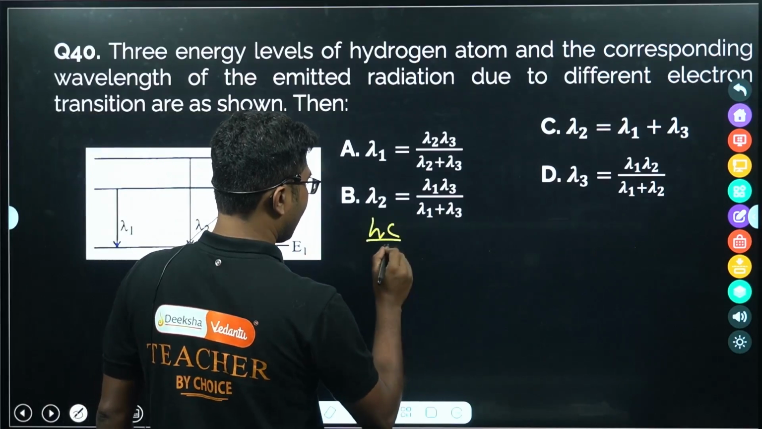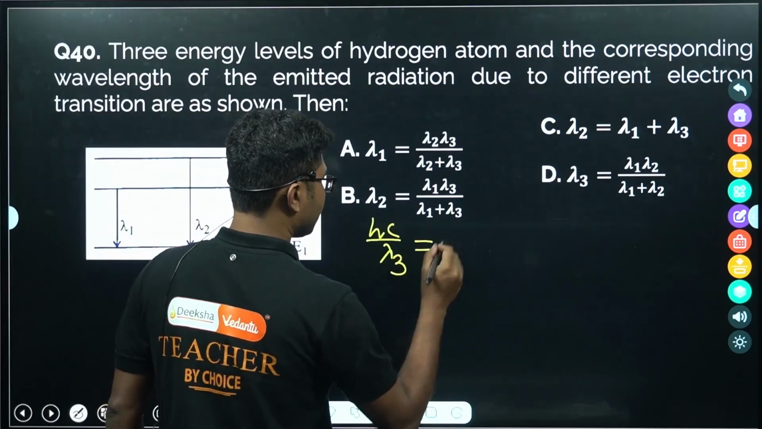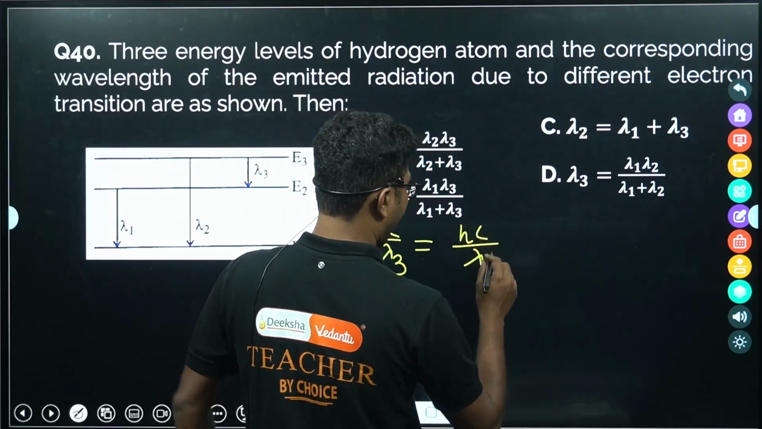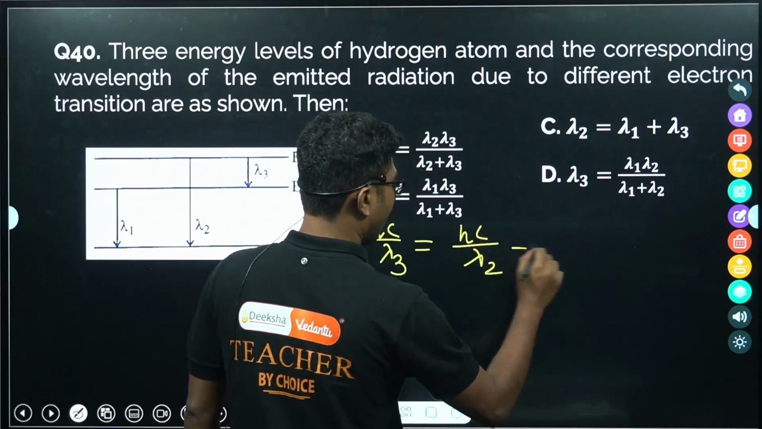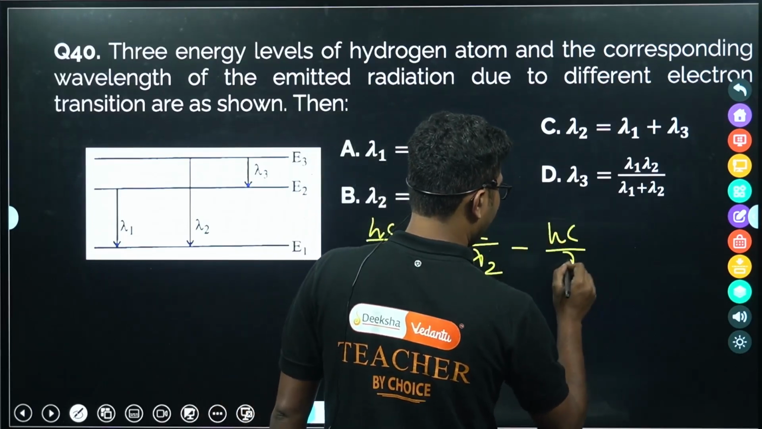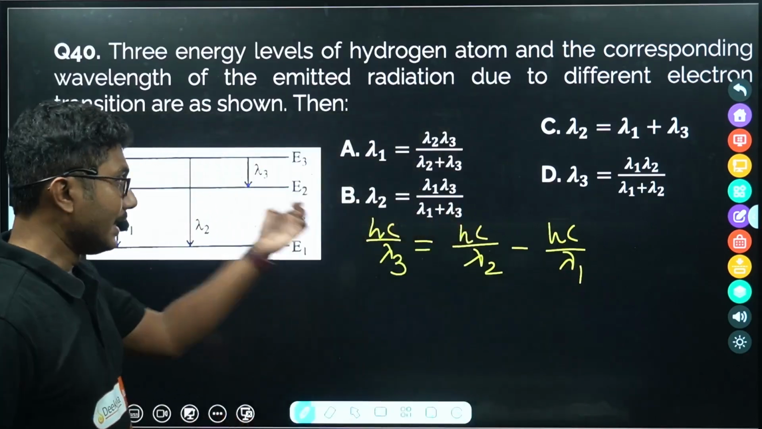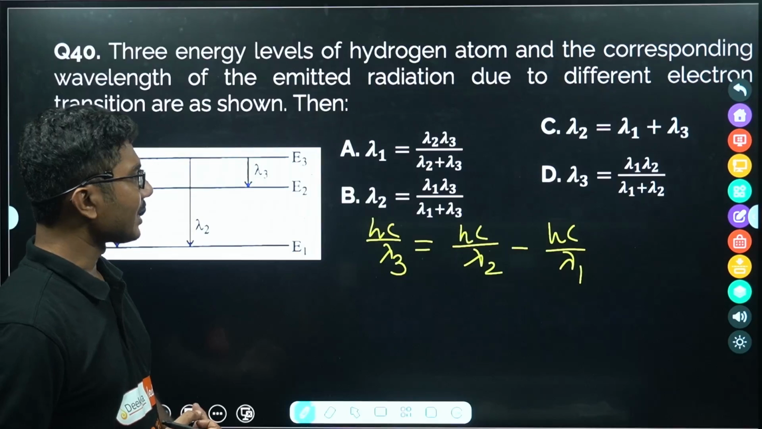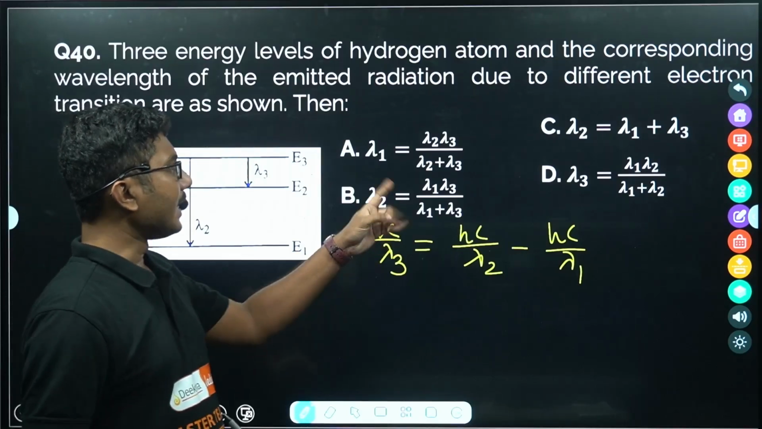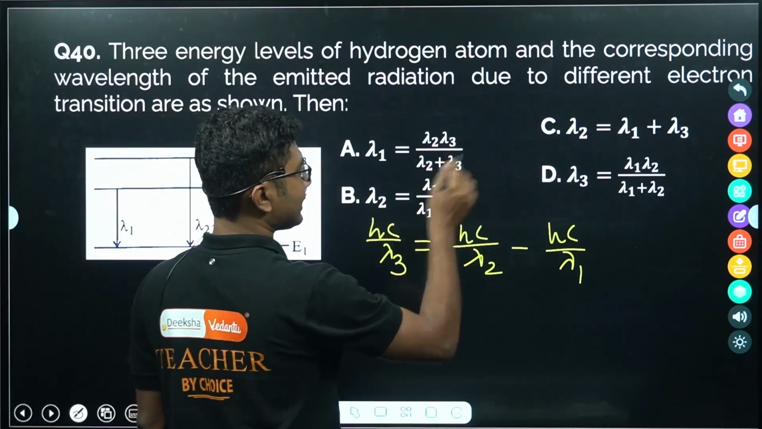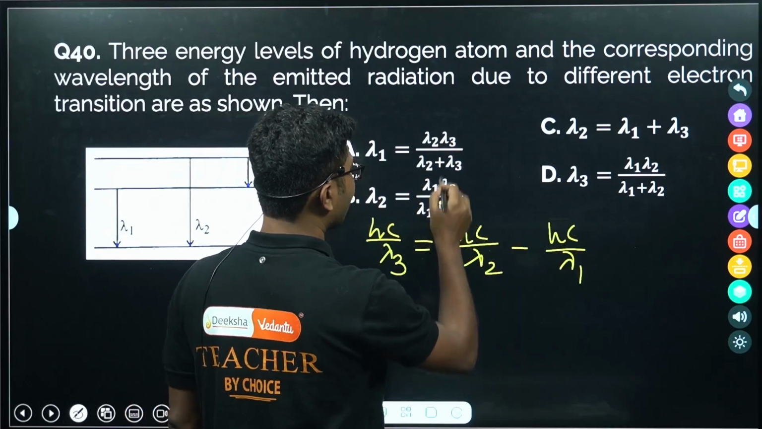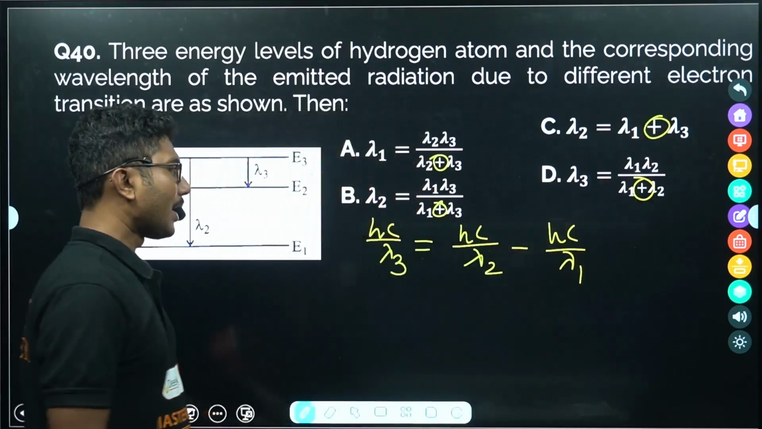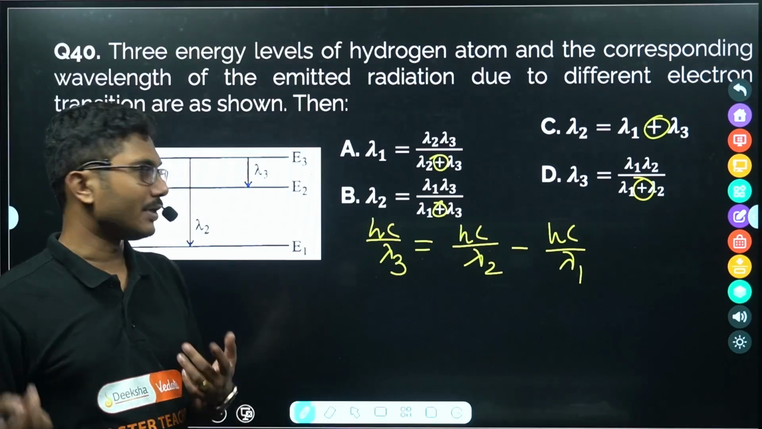Hc by lambda 3 is equal to Hc by lambda 2 minus Hc by lambda 1, right? So we did 2 minus 1. Now what they have asked you? They have asked you to find different values, and in each case there is no negative value, there is only positive. Everything is positive, right? So we have to find a combination where everything is positive.